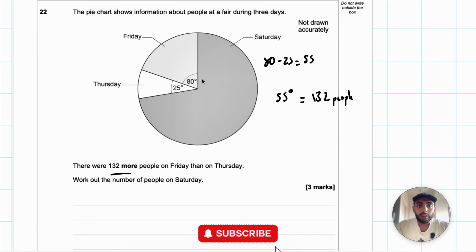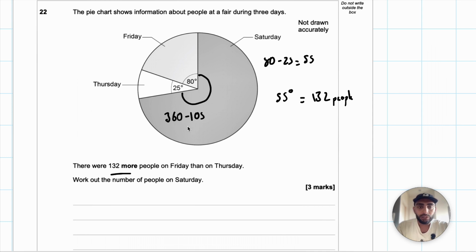Let's work out what angle we're trying to find. We want this angle, so a full circle is 360. Take away the 80 and the 25, so taking away 105, which gives me 255. We're trying to find what 255 degrees are equal to.